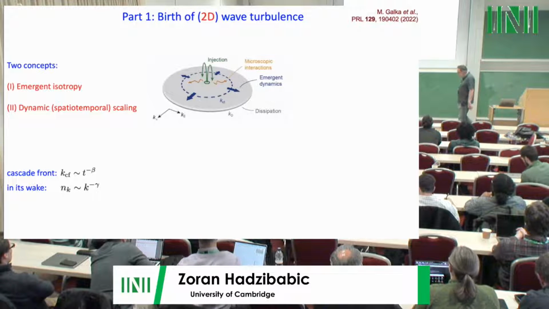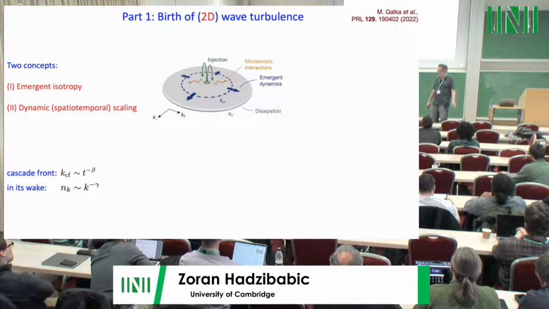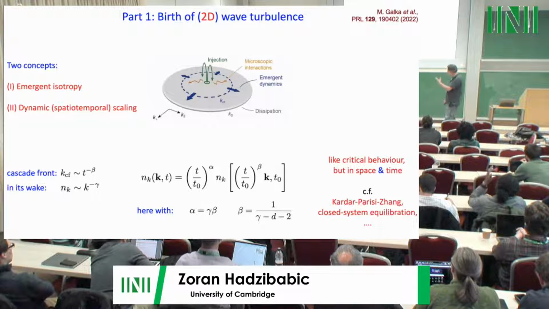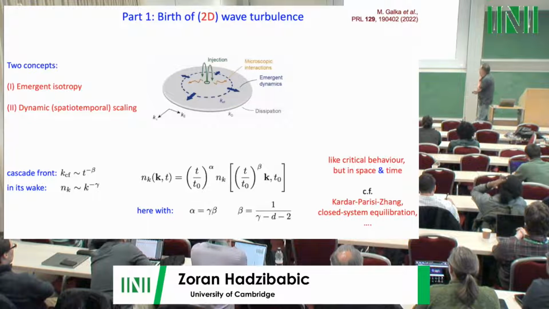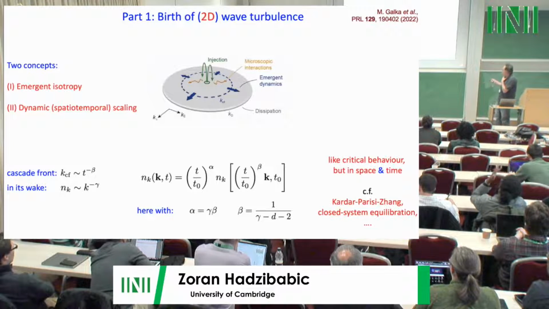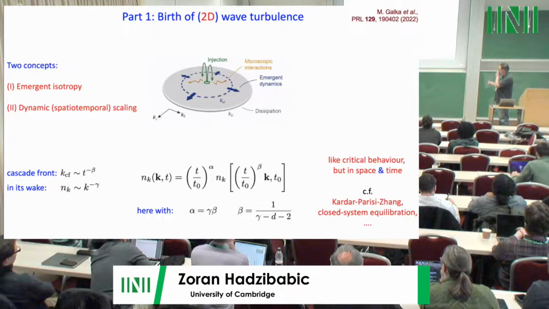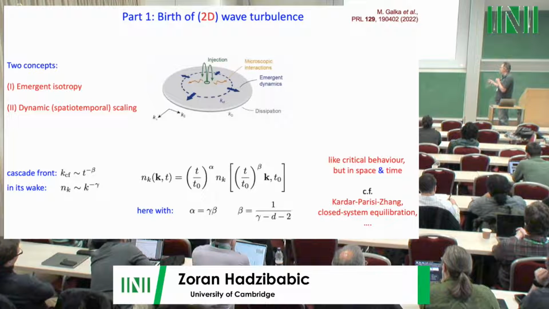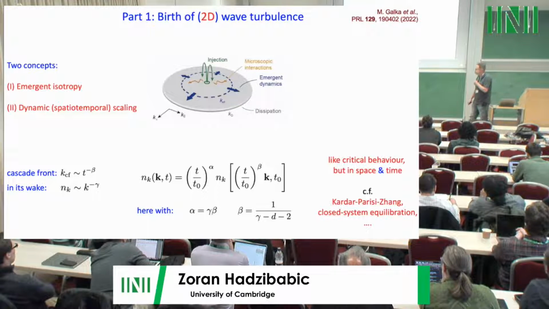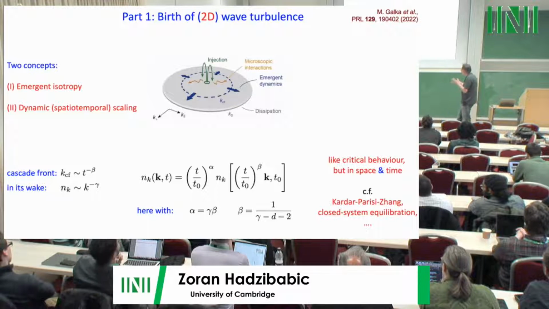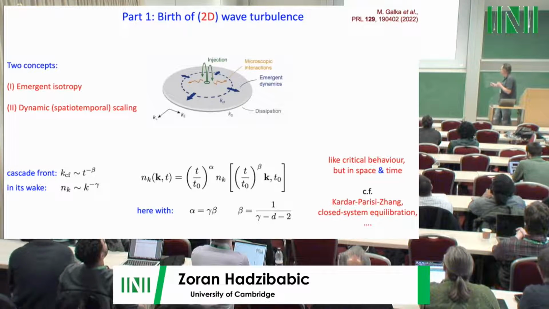Now, connecting this to a broader context, something that's actually very familiar in turbulence, what it means is that the full momentum distribution before the steady state is established, i.e., before the cascade front reaches the dissipation scale and dissipation can match the injection, follows this generic, self-similar spatial-temporal scaling form. So here, alpha and beta can be anything, and in general this mathematical form appears all over the place.